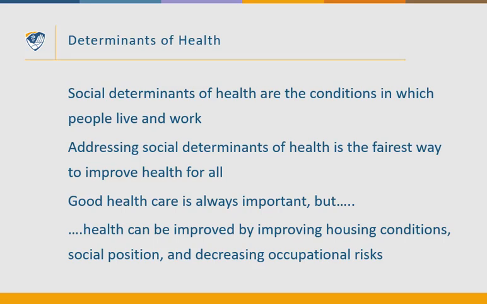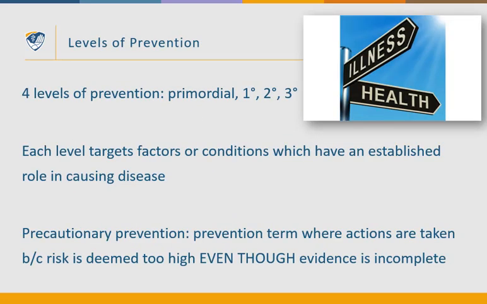Social determinants of health are the conditions in which people live and work. Addressing social determinants of health is the fairest way to improve health for all. Good health care is always important, but health can be improved by improving housing conditions, social position, and decreasing occupational risks. That brings us to the levels of prevention. 4 levels of prevention: primordial, primary, secondary, and tertiary. Each level targets factors or conditions which have an established role in causing disease.